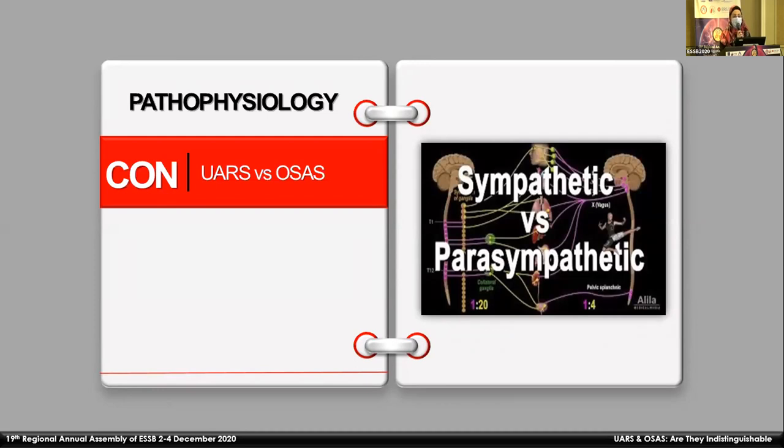In obstructive sleep apnea, the sympathetic nervous system predominates, while in upper airway resistance syndrome, there is inhibition of the sympathetic nervous system with the release of the vagal tone.